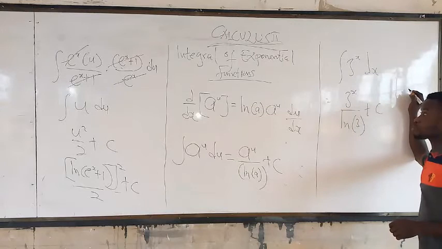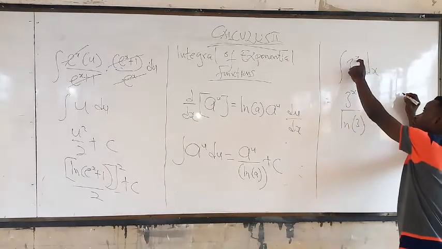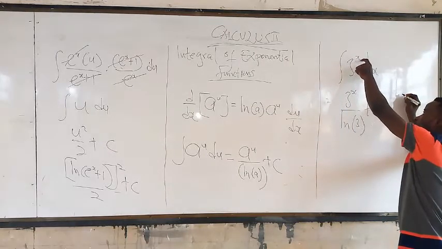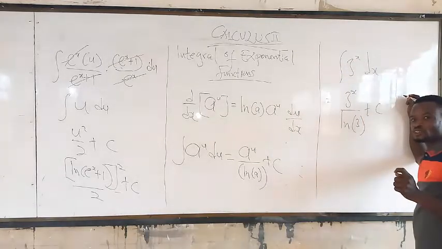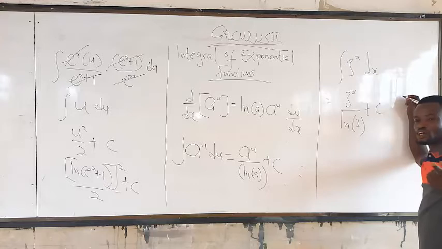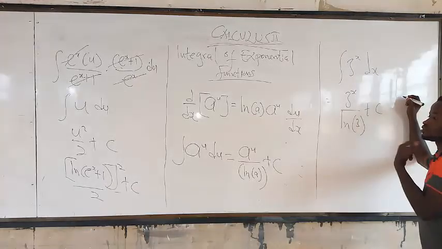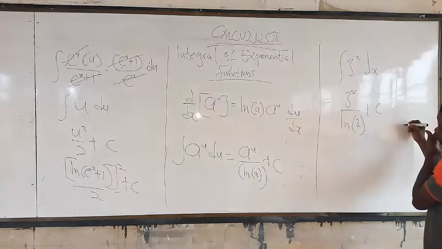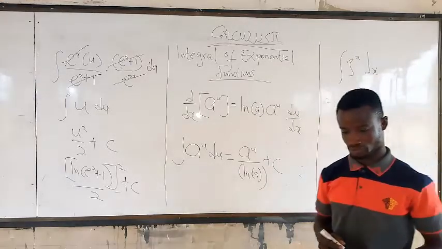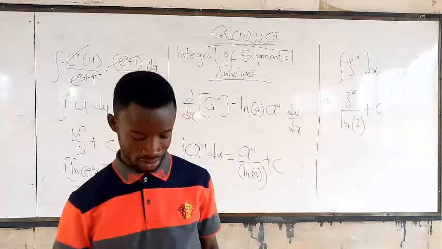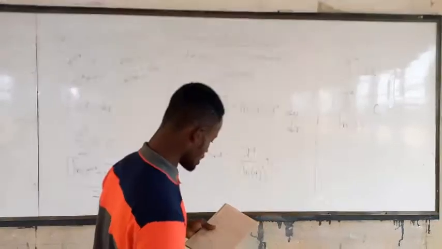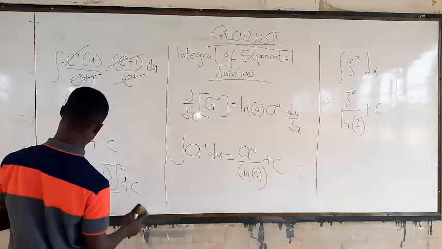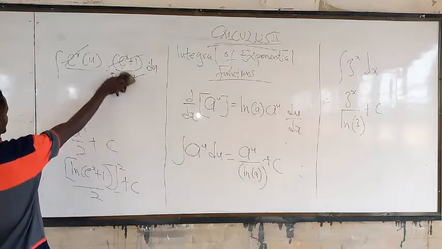But here, please remember that the function we have as an exponent here is x. And when you differentiate x, you get 1. So it will not affect anything. Don't forget that. Alright. Let's look at an example like this.